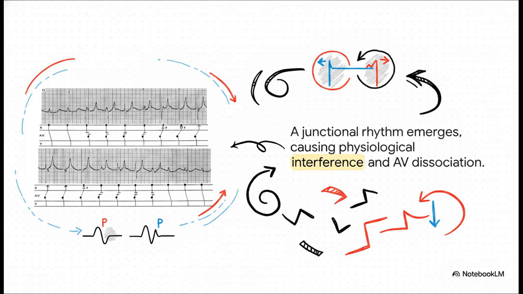Here we can see an accelerated AV junctional rhythm emerges. Then, as the sinus rate slows down just a bit, the P wave drifts into the QRS complex. What happens? Well, the sinus impulse arrives at the AV node only to find it refractory from the junctional beat. And at the same time, the junctional impulse tries to go backwards and finds the atria refractory from the sinus beat. The result? AV dissociation, purely due to physiological interference and timing.